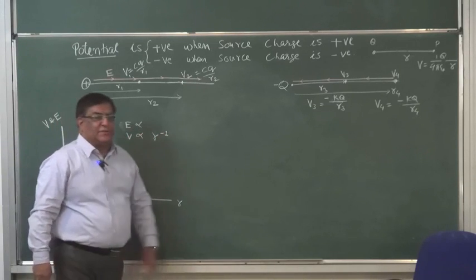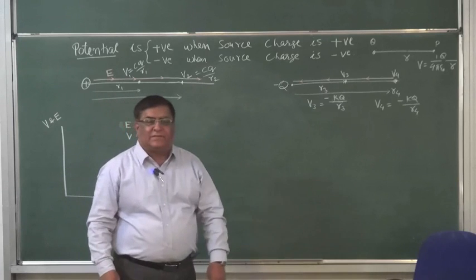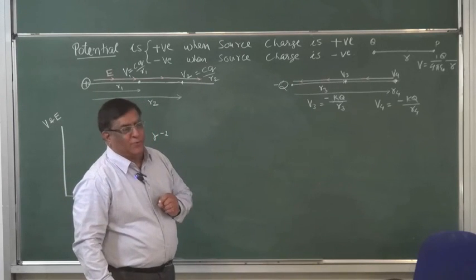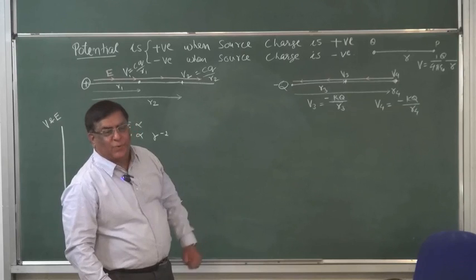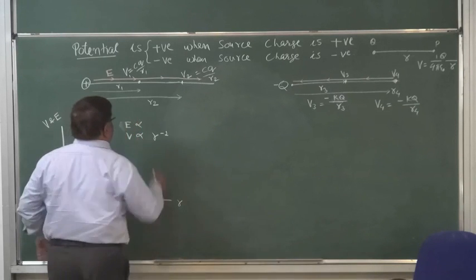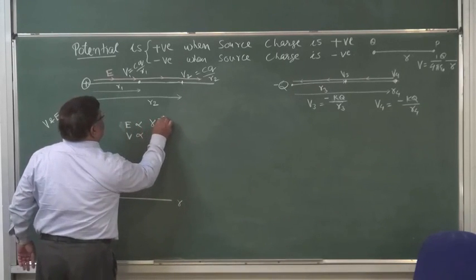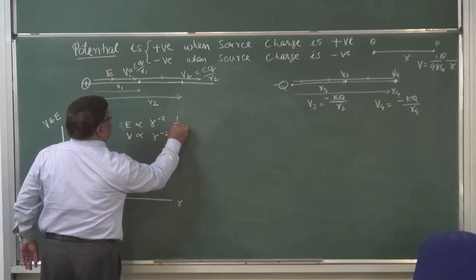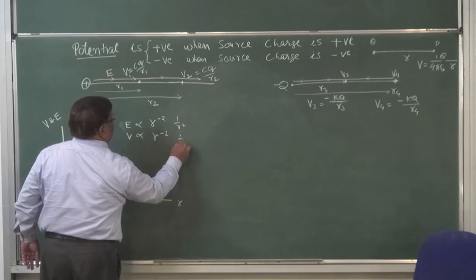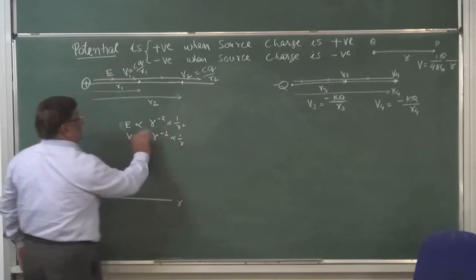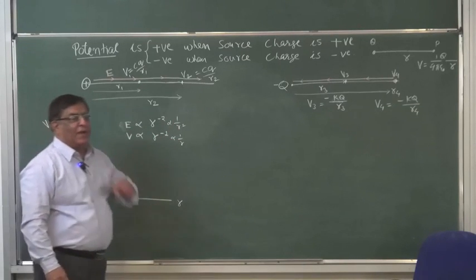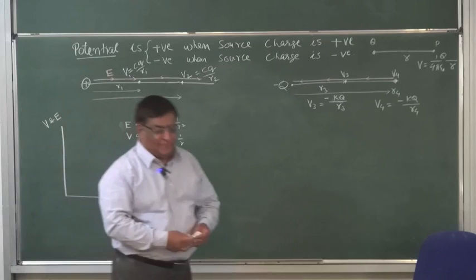Now what is E proportional to? E is equal to 1 upon 4 pi epsilon naught Q upon R square. So this is proportional to R to the power minus 2, that is 1 upon R square, and V is 1 upon R. Is it clear? Now if you make a graph of it, what should be the shape of that graph?